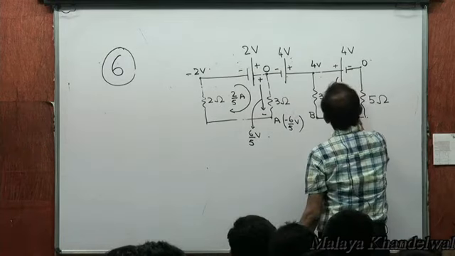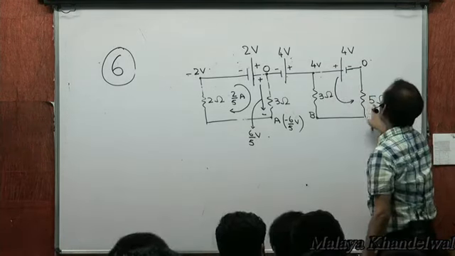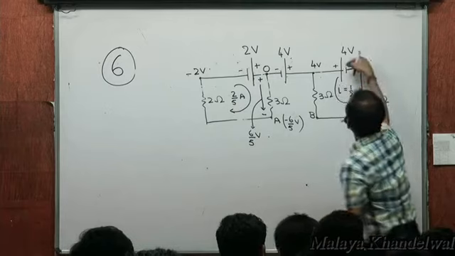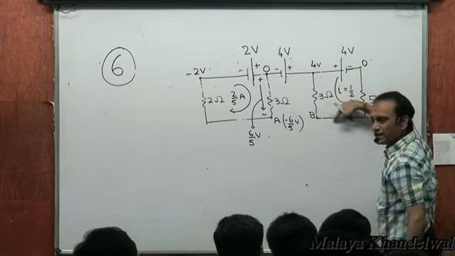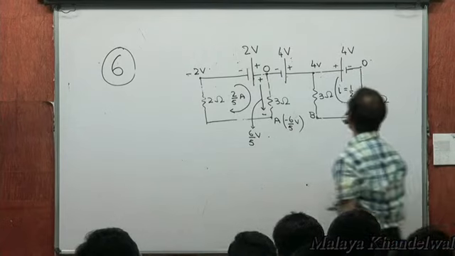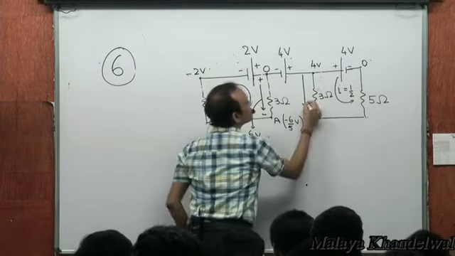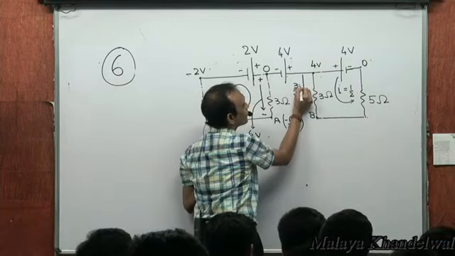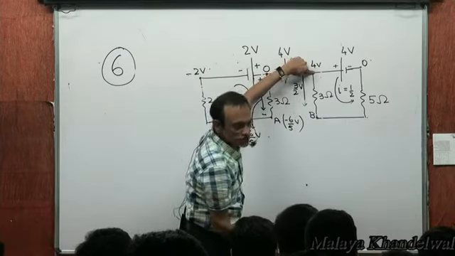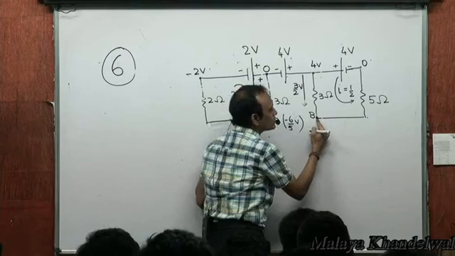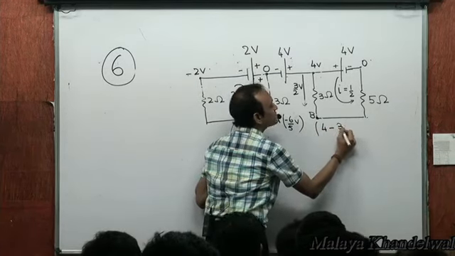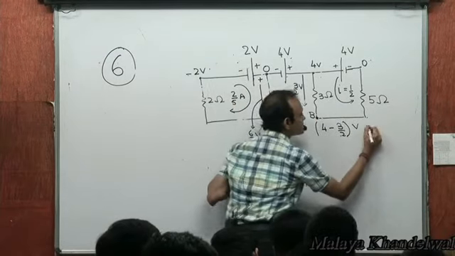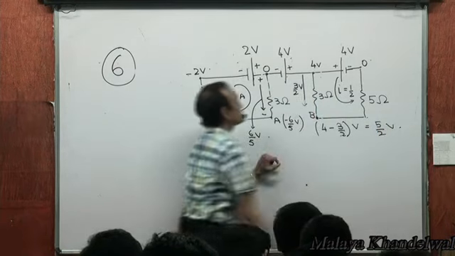Now, the current in this direction, 4 by 8, half amp. Yes or no? The current here is going to be half amp. 4 volts drop across 8 ohms. 4 by 8, half amp is the current, right? Now, if half amp is the current, then the drop from here to here is going to be half into 3, 3 by 2 volts. Now, if this is 4 volts, then the drop being 3 by 2 volts, the potential of this point is going to be 4 minus 3 by 2. That's going to be the potential at B. So, which is 8 minus 3, which is 5 by 2 volts.